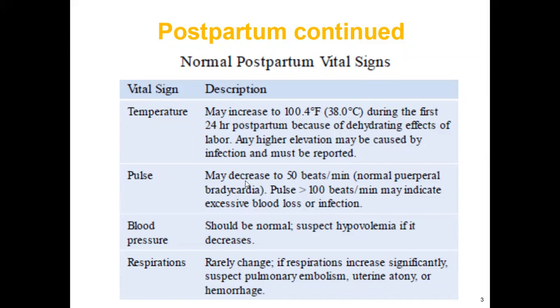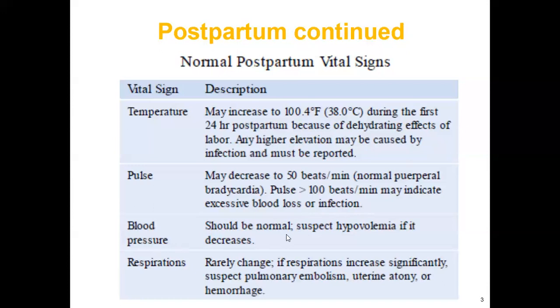Pulse may decrease to 50 beats per minute. And a pulse rate of more than 100 beats per minute may indicate excessive blood loss or infection. So we need to monitor, because excessive blood loss can lead to hypovolemia, which can lead to shock, and infection can lead to septicemia.